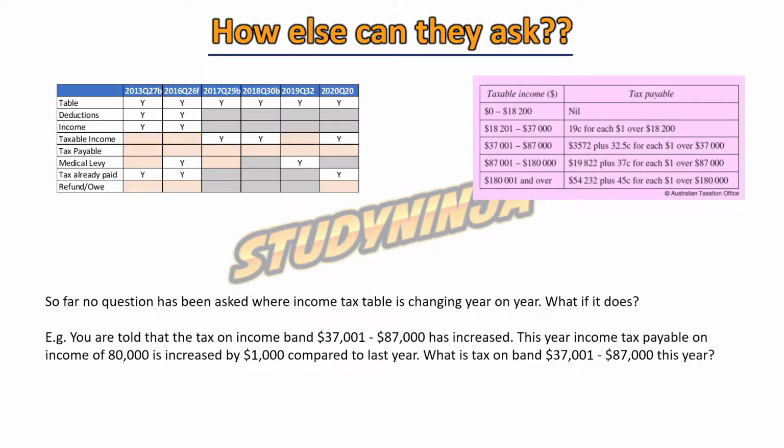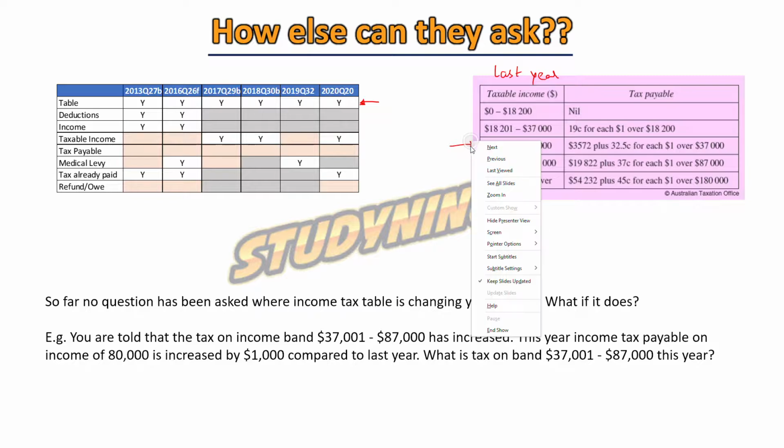Another one which I really think can make things extremely tricky is, notice up until now you've always been given the table, always, in all the questions that have appeared. A really tricky way this question can be asked is, say this table is given to you and you would be told that last year this was the table. And then they say this year all of this table is the same except that in this band the tax rate has changed, okay?